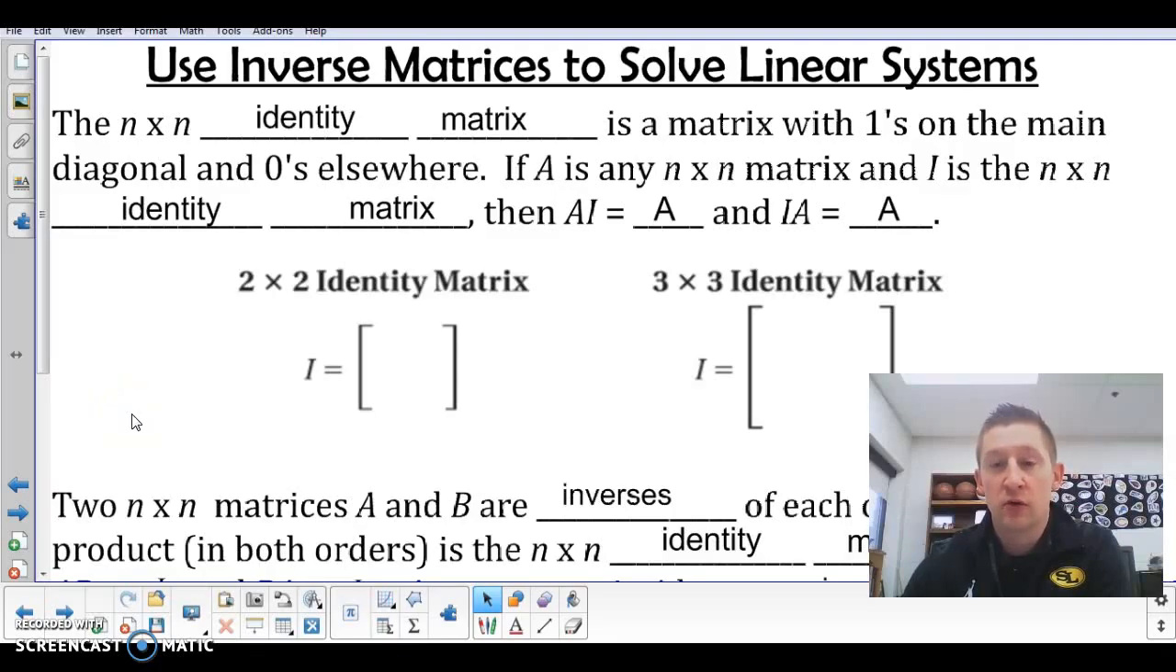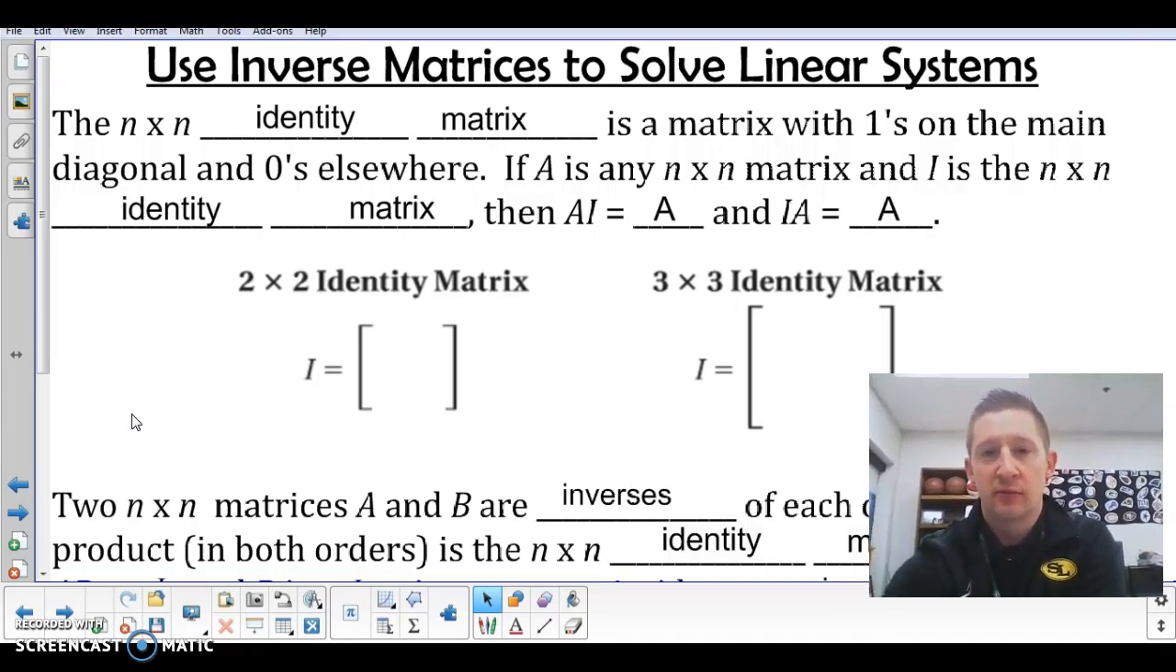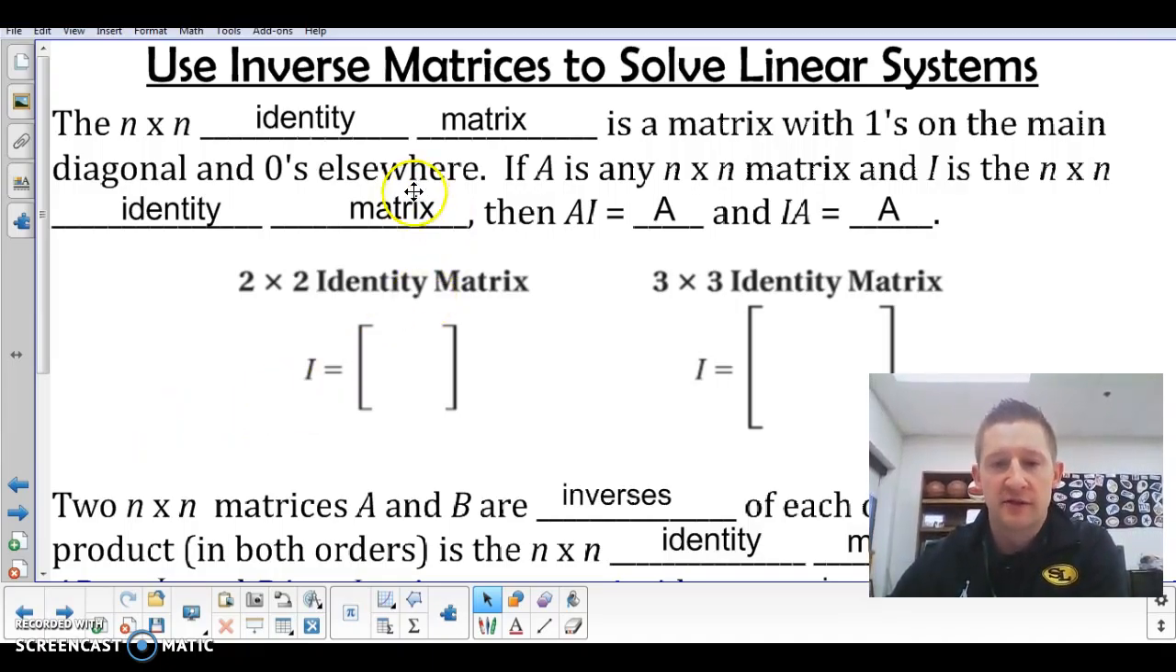All right, in this video, we're going to be looking at inverse matrices to go with what we learned about determinants in the previous video. So some things to understand about inverse matrices first, note-wise.